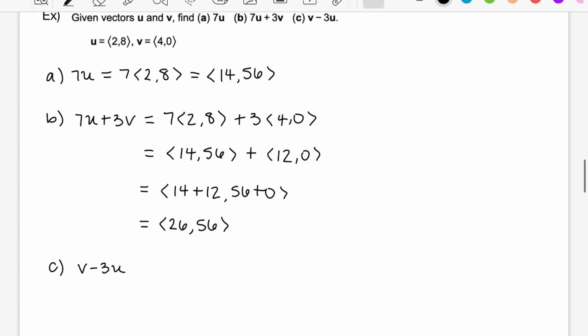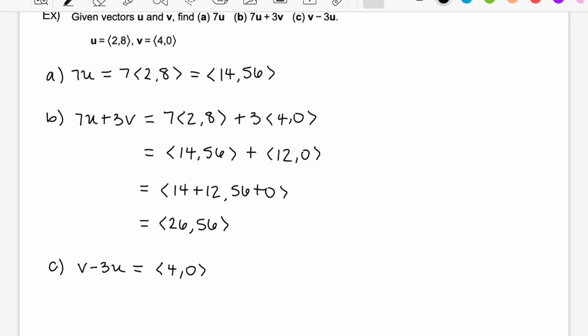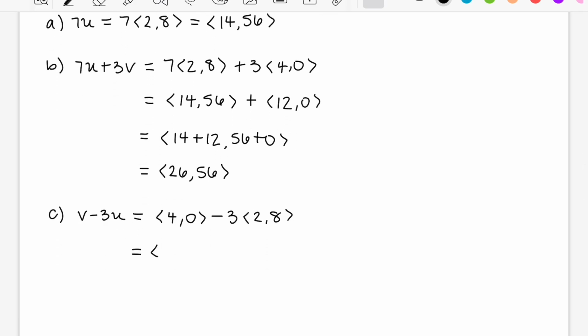All right, and lastly, let's look at C here. We have v minus 3u, so v is 4, 0 here. We're subtracting 3 times our vector u. So we still have this first vector v here, and then our second term here, this 3 times our vector u, is going to become 6, 24.